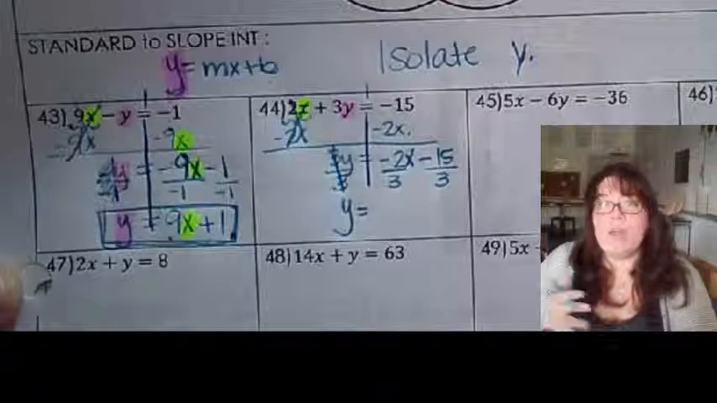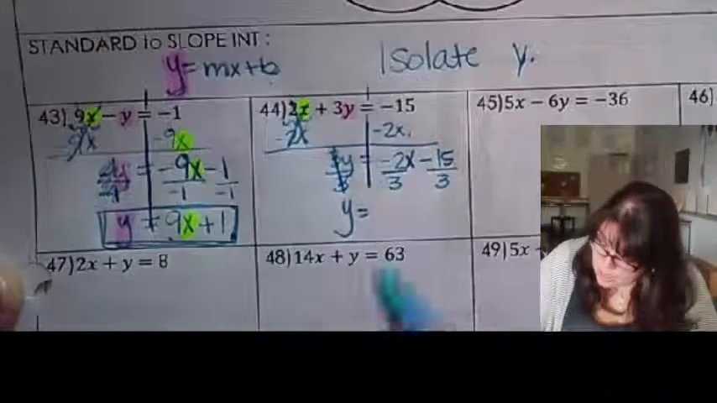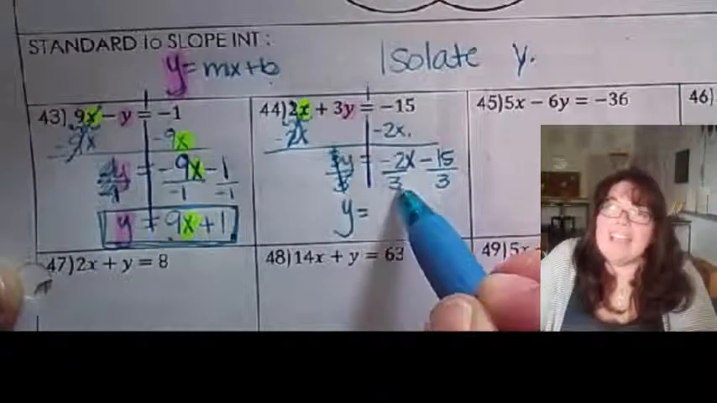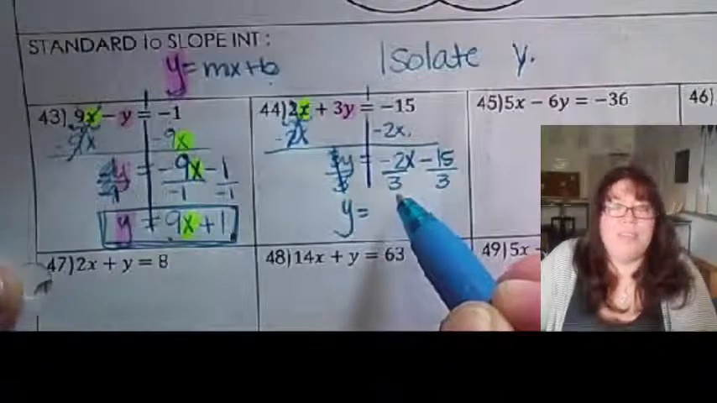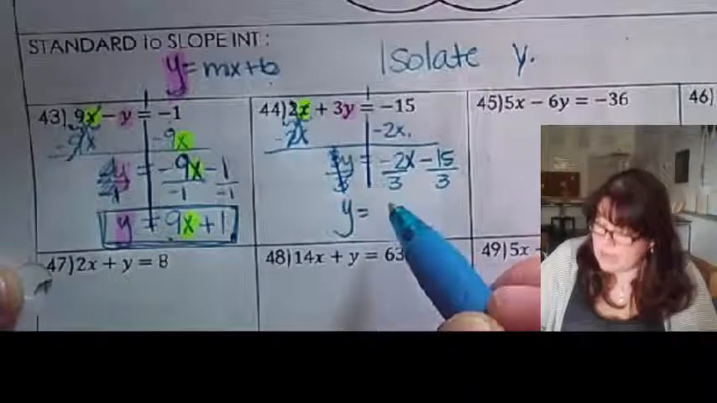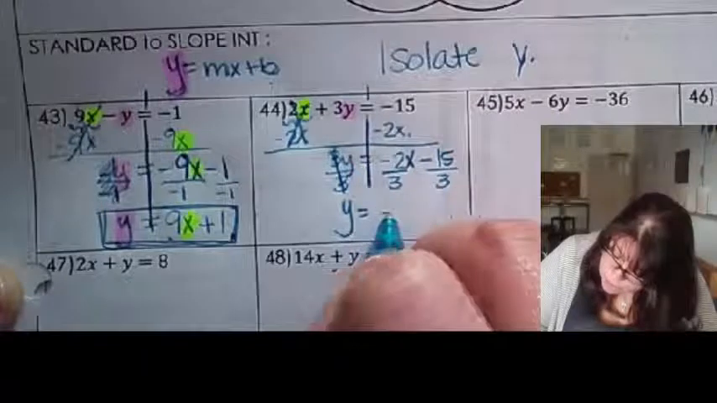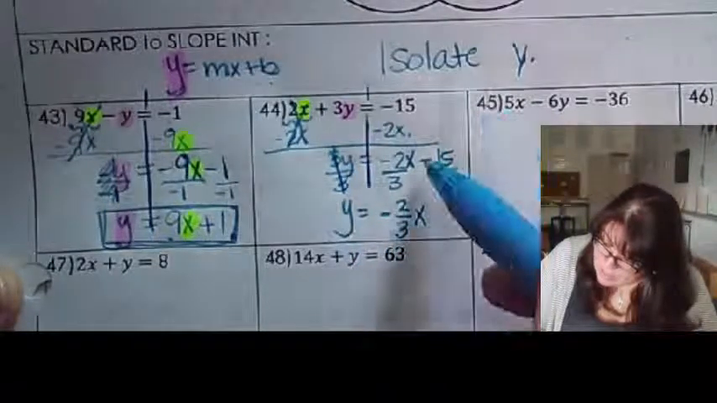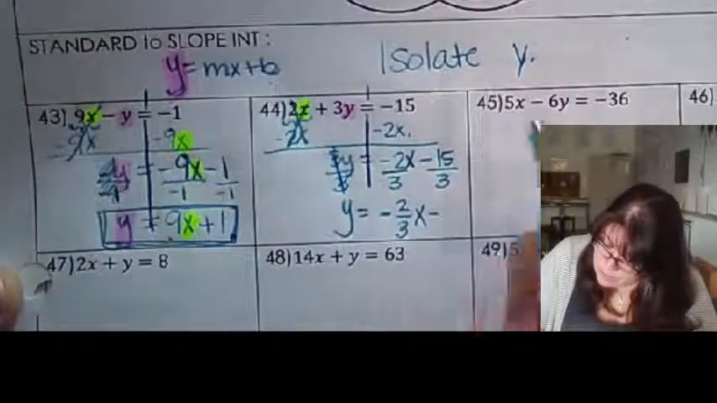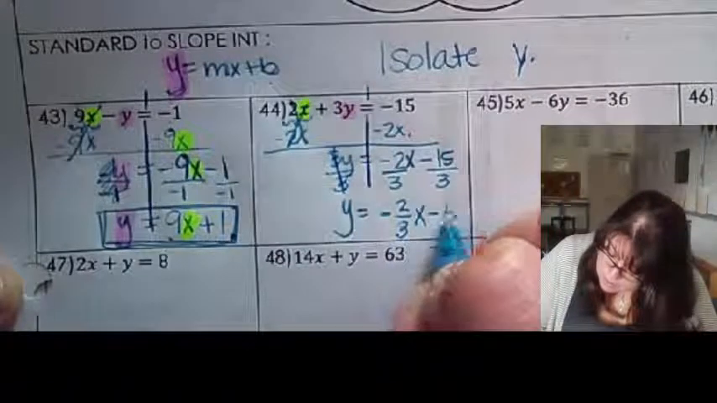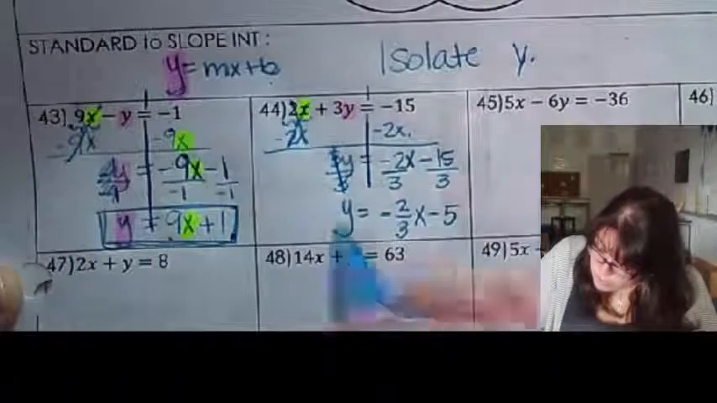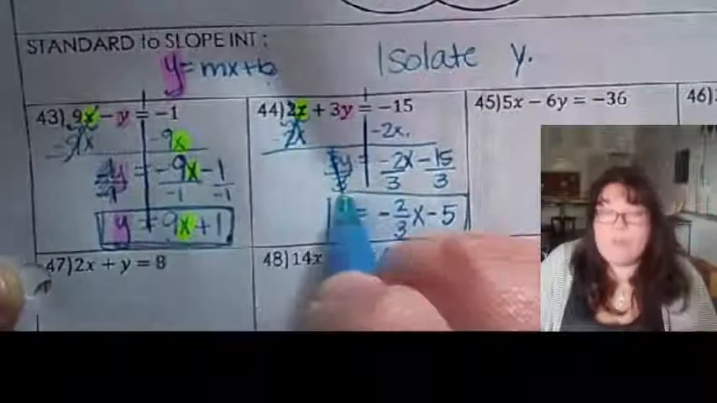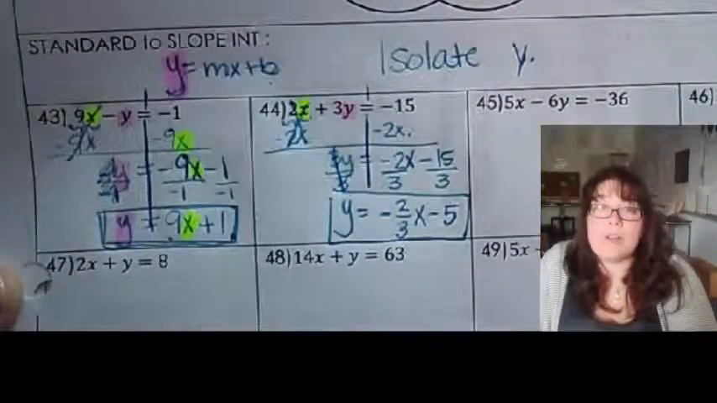So let's see what the rest of our equation is going to be. I've got negative 2 divided by 3. I can't actually do that division. It would give me a decimal. So I'll just leave it as a fraction. Negative 2 divided by 3 times x. And then negative divided by a positive is a negative. And 15 divided by 3 is 5. So my equation is y equals negative 2/3 x minus 5, which works out great.